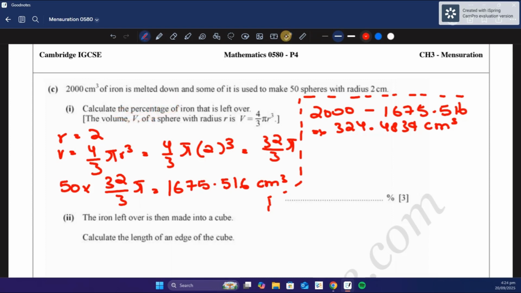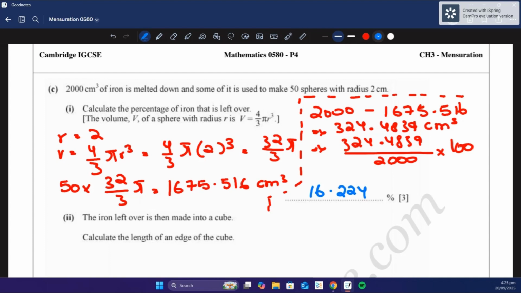iron. All right, so to find out the percentage, simply 324.4839 divided by the total iron which is melted down, which is 2000, in 200, and if we solve this, this would give us 16.224, and that would be our final answer.